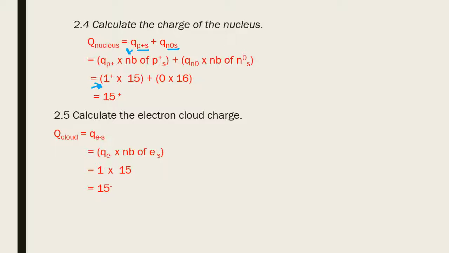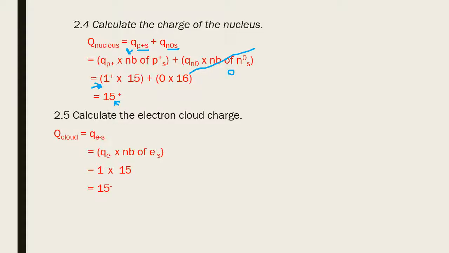Now, also it's the charge of the neutrons times the number of neutrons. However, you know that the charge of the neutrons is 0. Therefore we cross it out and write 0. Okay, so the charge of the nucleus is solely due to the charge of the protons. So do 1 plus times 15, which equals 15 plus, plus 0.